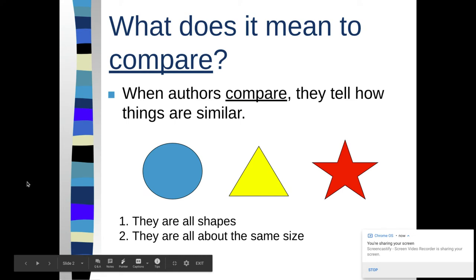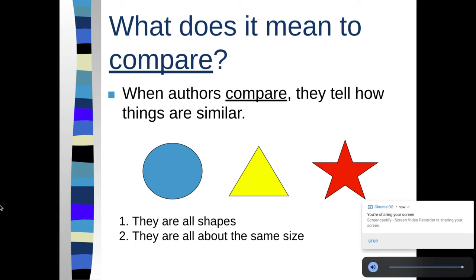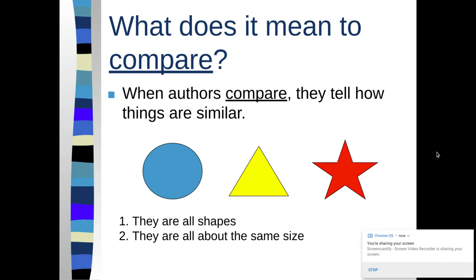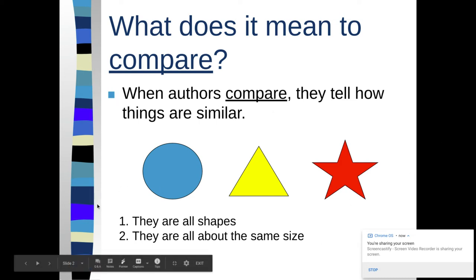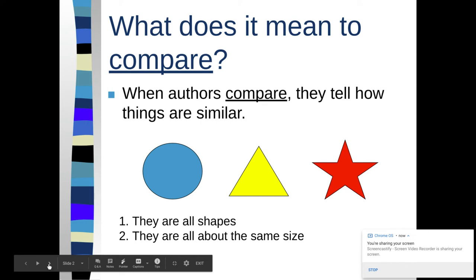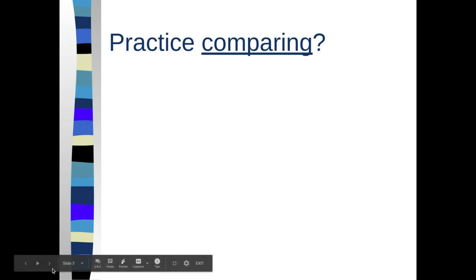What does it mean to compare? When authors compare, they tell how things are similar. For an example, take a look at all of the figures here. They are similar because they are all shapes and they are all about the same size. Let's practice comparing.